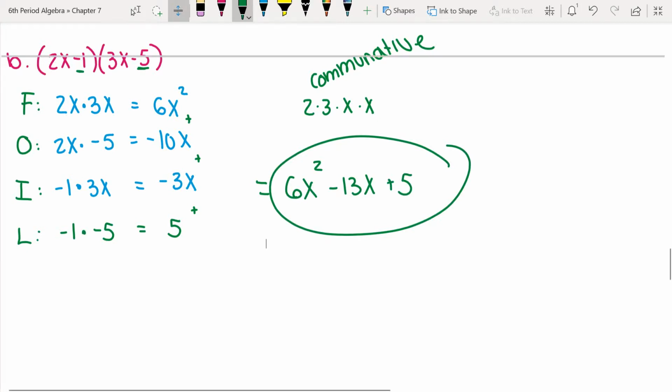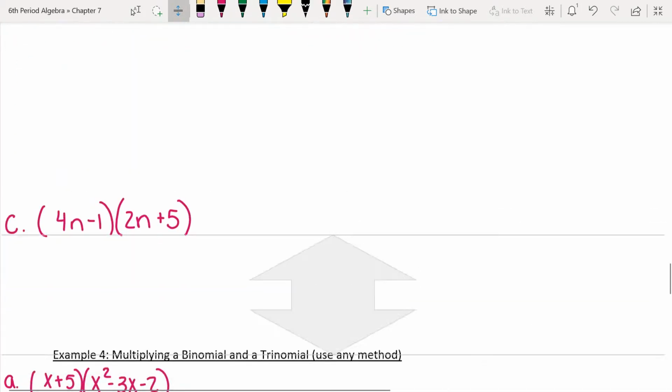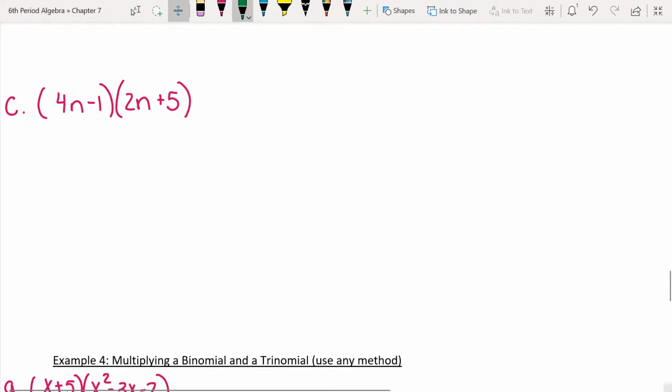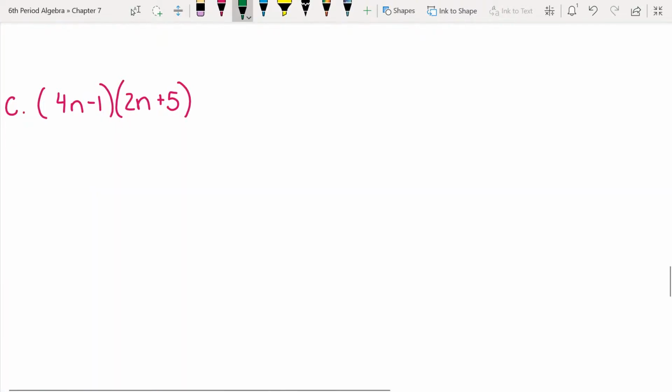Let's try yours. I need a little more space. So here is C. This is the one for you. Try the FOIL method. And then after this, you can pick whatever one you want. So pause the video now, try it, and then unpause to check your work. Okay, let's see how you did.